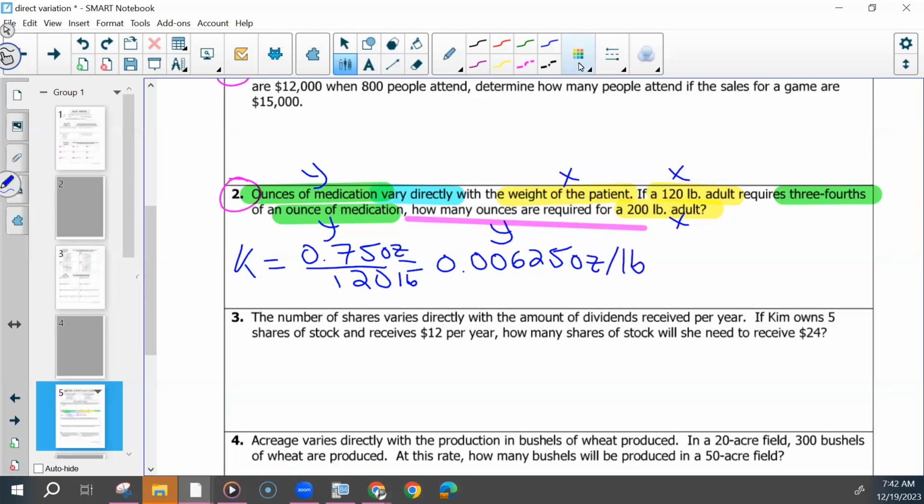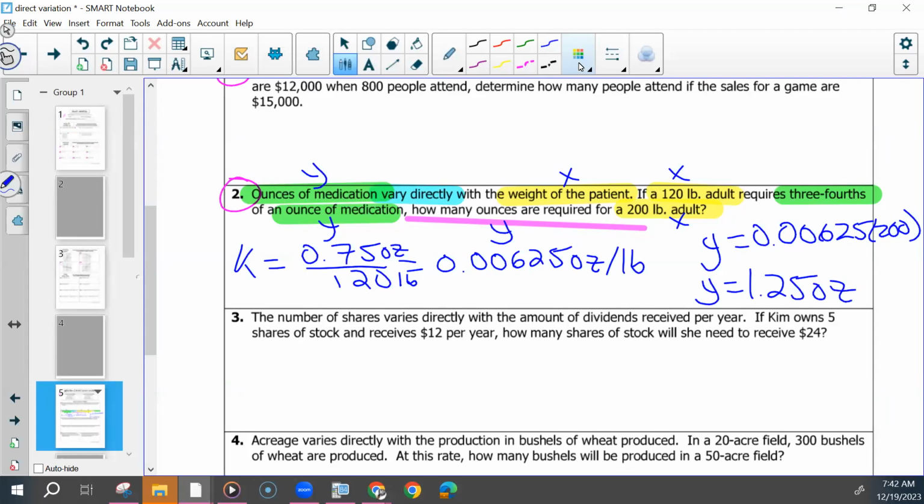So then we're going to set up the equation. We're looking for Y, we have X, we have K. How would that look? Y equals the decimal, 0.00625, times X. Multiply that, figure out what Y is. 1.25 what?